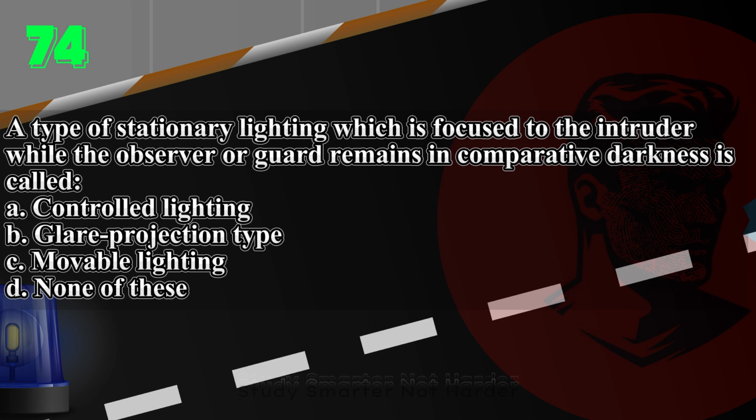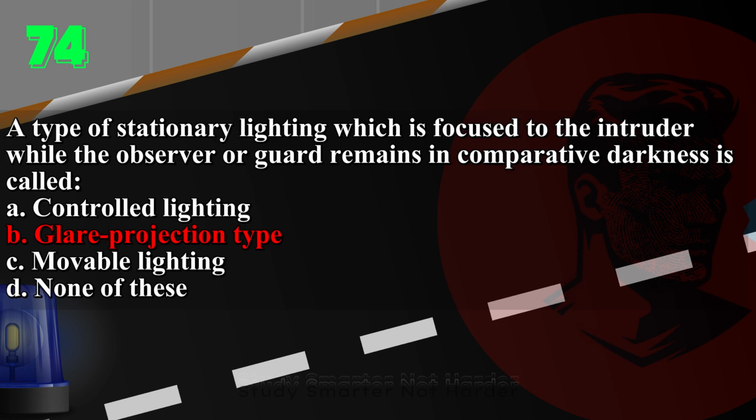74. A type of stationary lighting, which is focused to the intruder while the observer or guard remains in comparative darkness, is called A. Controlled lighting. B. Glare projection type. C. Movable lighting. D. None of these. B. Glare projection type.